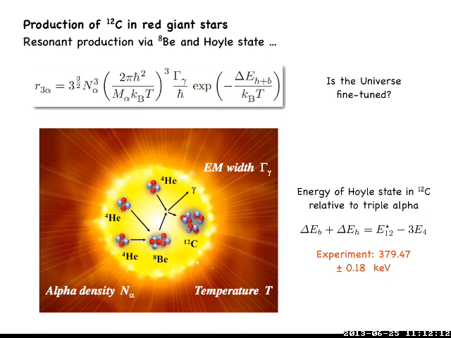So there is this triple alpha process, which depends exponentially on the difference between the energy of the Hoyle state and the triple alpha threshold. Experimentally, this is the number that goes into this exponential.